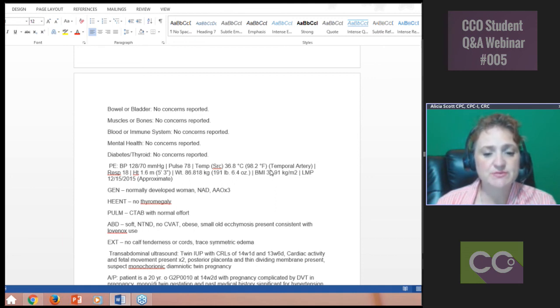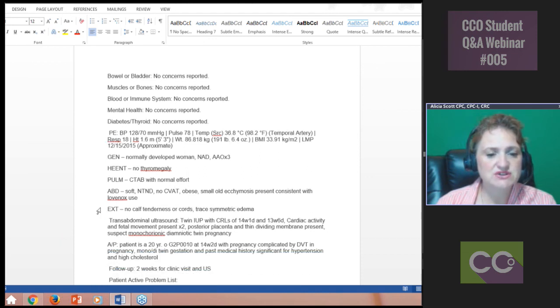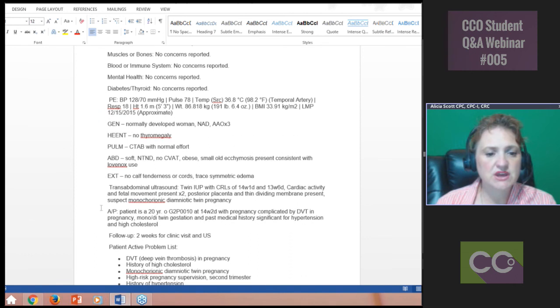And her BMI is not too bad. She's 191 and she's 5'3", so that's okay. Let's see. So let's go back on. Looking at the rest of the information.